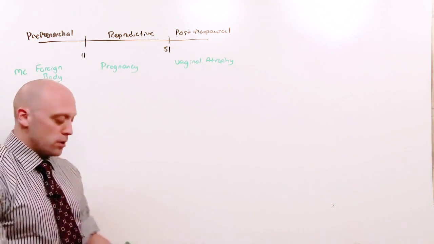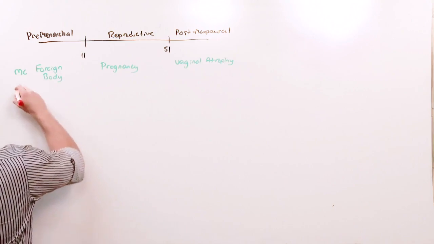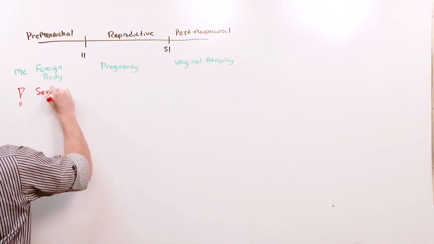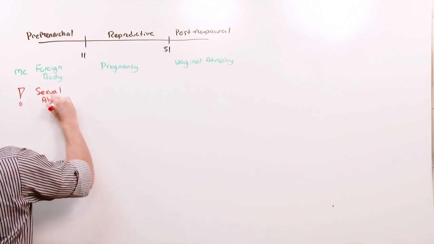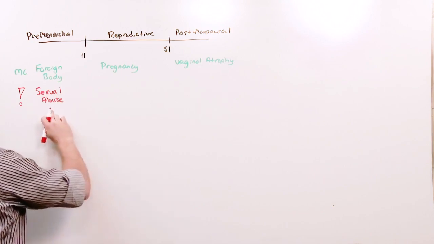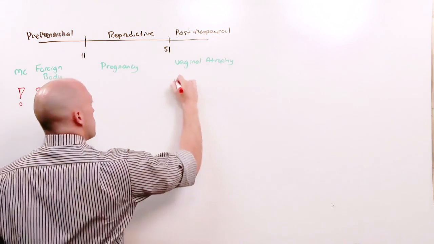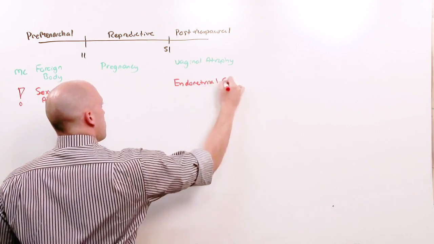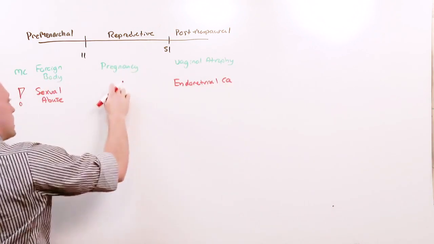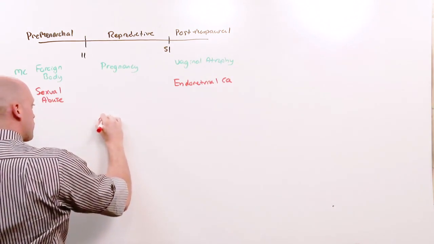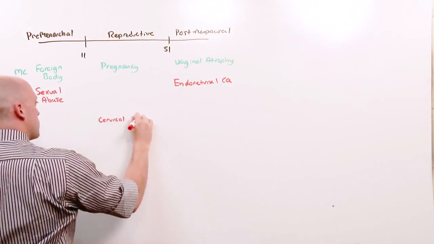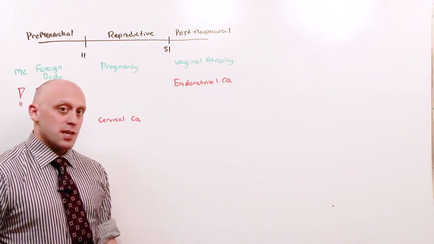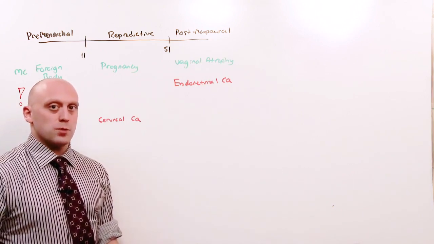The thing you have to worry about, the thing you should consider in the premenarchal age group, is sexual abuse. Look for signs of vaginal trauma as well as STIs. In the postmenopausal age group, it's endometrial cancer. And in the reproductive age group, while cervical cancer is a consideration, especially postcoital, cervical cancer rates have been declining. So instead, this is where a lot of the differential is going to be considered.